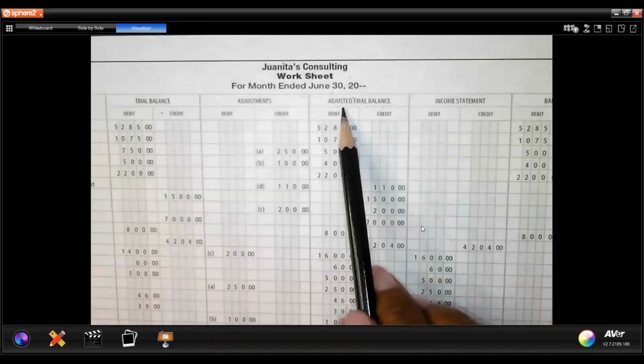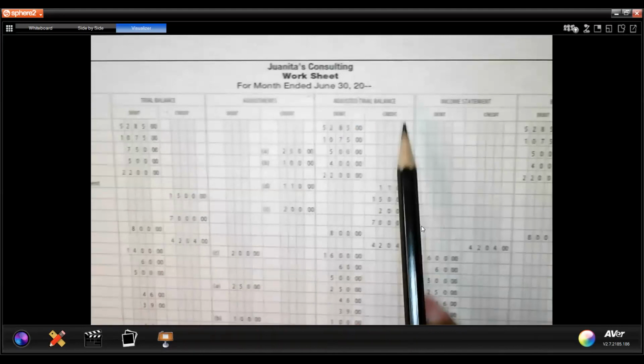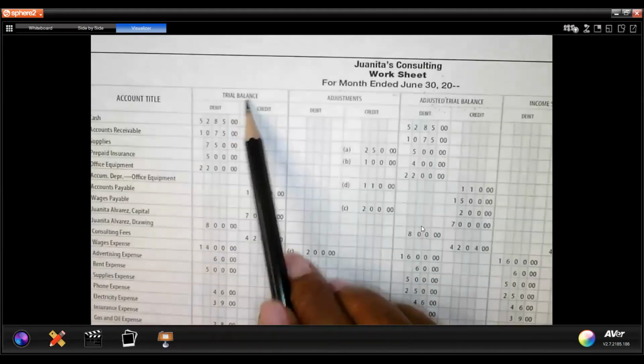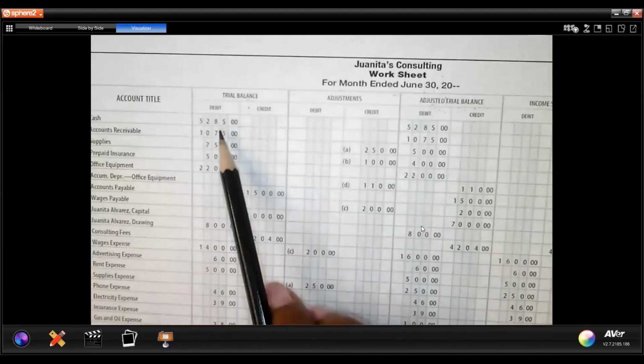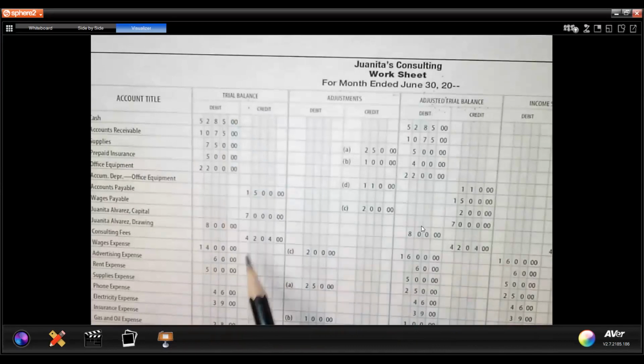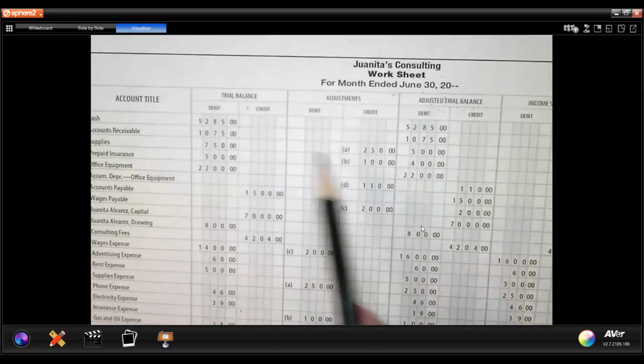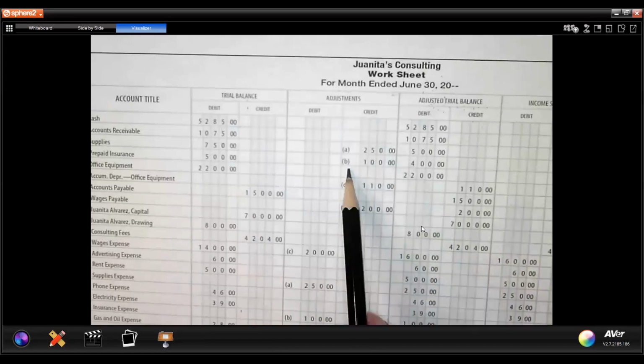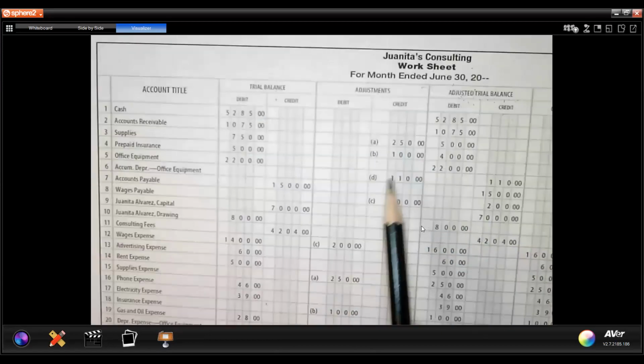The reason why we call it adjusted trial balance is because here we have the trial balance. These balances are going to be pulled from your general ledger balance, so we haven't included any adjustments. Therefore, we have to make those adjustments at the end of the period.